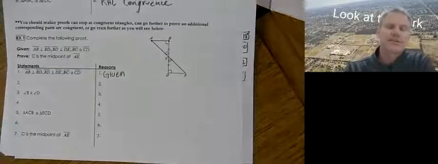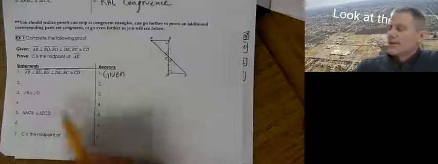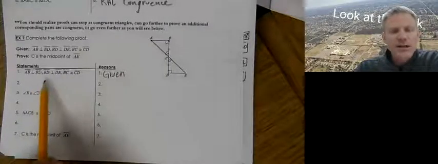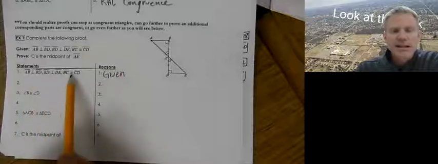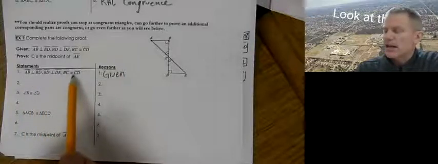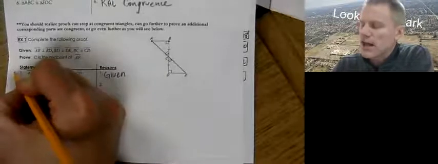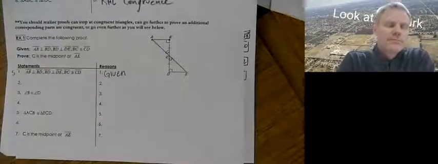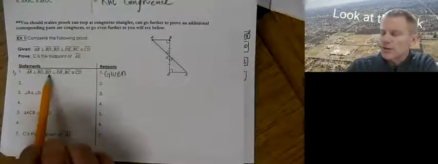So there's your given. Then we come down. Is there any part of this given that we can talk more about that isn't really specific? This given said that BC was congruent to CD. It told us a pair of sides were congruent. But it also talked about this perpendicular part.